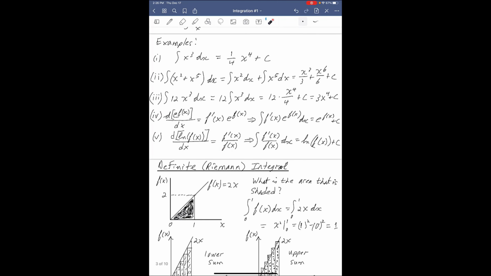The derivative of the log of f of x is simply f prime of x over f of x, and if we integrate that f prime of x over f of x, we get the log of f of x back. And we'll see that again a little later on, how we do that.